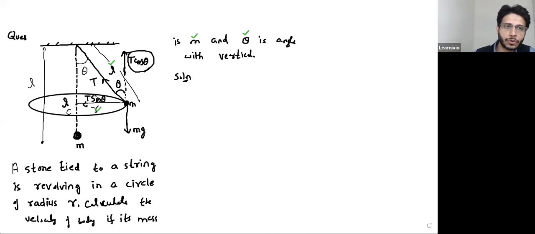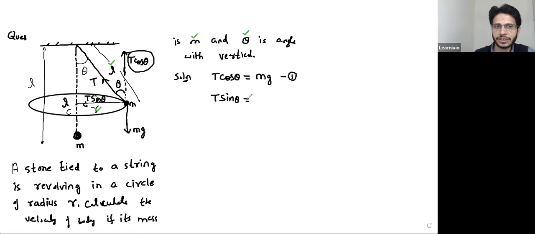So there is one force T cos theta which is trying to balance the weight, which is equal to mg. That's the first equation. Then there is another force T sine theta. See, T sine theta is acting towards the center. So this T sine theta is providing centripetal force. Is it clear, everyone? Yes, sir.